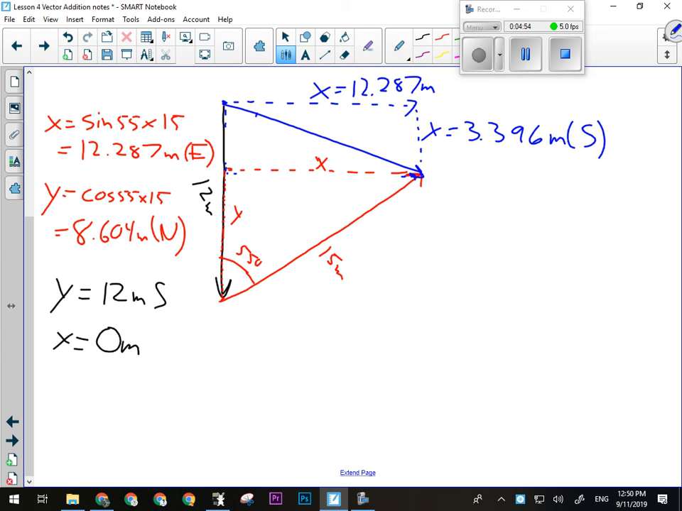So now I've found both of those. It's still the same set of steps that we've used in every other vector component addition question we've done. I drew the diagram. I found all the x's and y's. I used them to find my resultant's x and y. Now I need to find the magnitude of my resultant, which in this case represents displacement. So d will equal the square root of 3.396, obviously with all the decimals, squared, plus 12.287, again with all the decimals, squared.